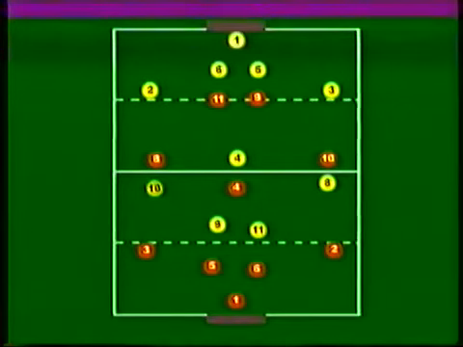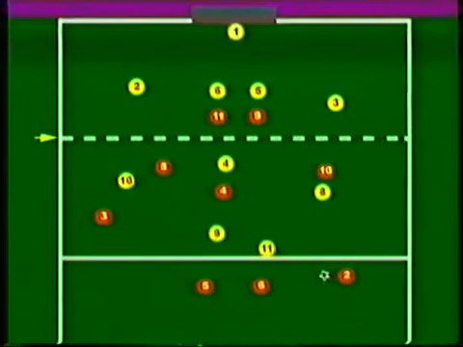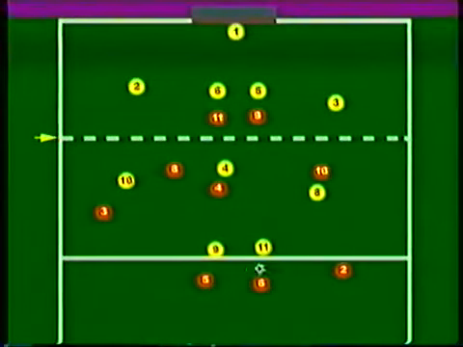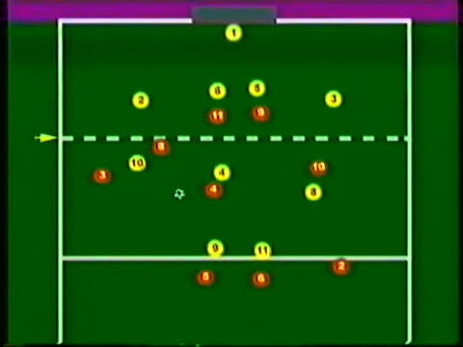Here, player 10 in yellow cannot cross the highlighted line. On the other team, in the defense phase, side midfielder 10 in red cannot cross the line indicated by the red arrow. In this way, a situation of superiority in numbers, 2 versus 1, is created on the wings for the team with the ball.